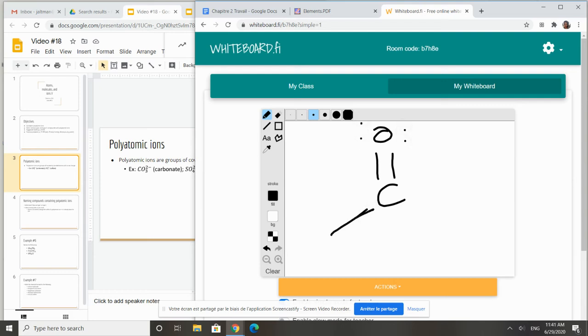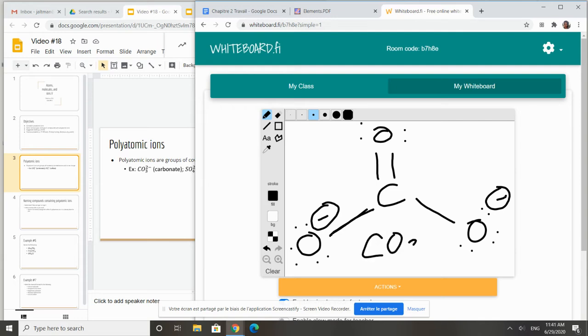And if what I'm doing right now just seems a little foreign to you, that's fine. We're going to look at this later in the year anyway. So I've got a group of covalently bonded atoms, but the net charge is not zero. So this is carbonate ion. This is CO3 2 minus. So the 3 comes from the fact that there's 3 oxygen atoms in there, and then the 2 minus comes from the fact that the overall charge is -2.